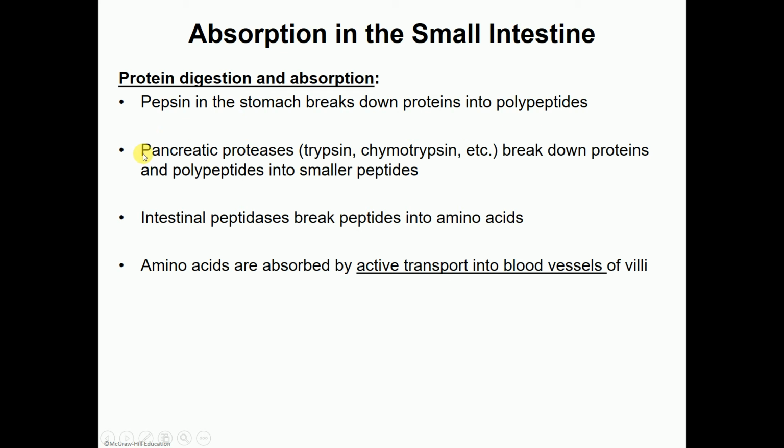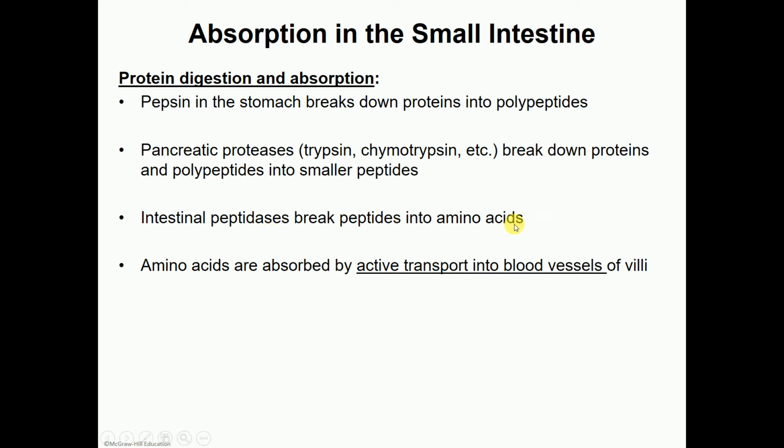We also have the pancreatic protein digesting enzymes, collectively known as proteases. If you remember, those were trypsin, chymotrypsin, and carboxypeptidase. Those will break down your proteins into smaller peptides. And then the intestinal peptidases will break down the peptides into amino acids. So that final stage, again, happens in the microvilli of the intestinal cells.